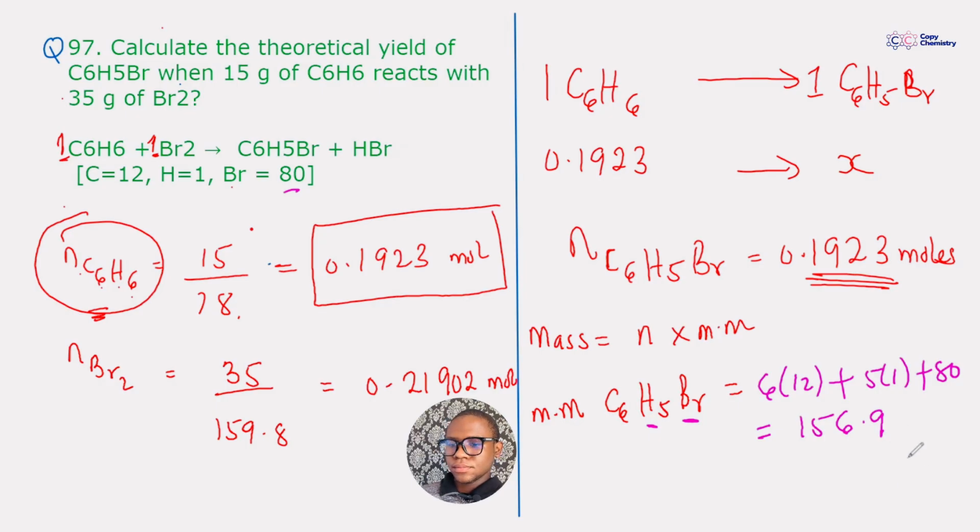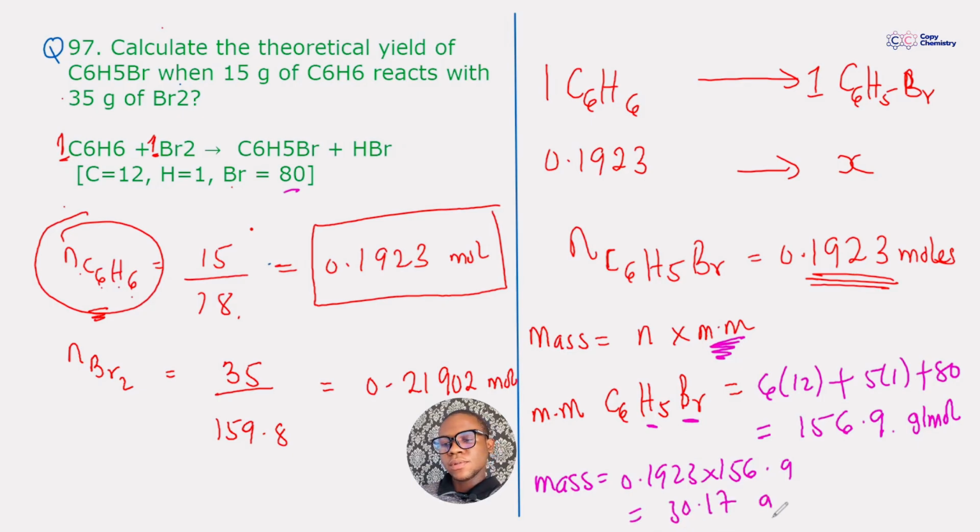Yes, that is this one, grams per mole. So we're almost done. We just have to plug that in here now, right? To get the mass. 0.1923 multiplied by 156.9. That would give us 30.17 grams. Okay, so that would be the answer to this question.